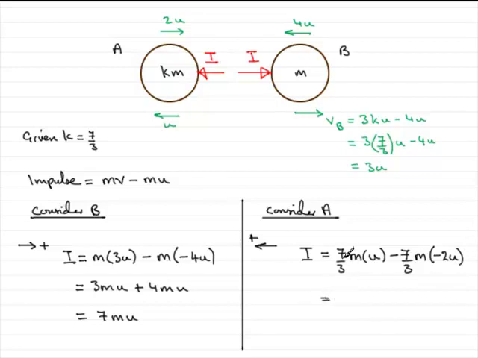So what have we got? We've got 7/3 mu. And here we've got plus 14/3 mu. So when we add them together, we've got 21/3 mu, and 21/3 is the same as 7mu. Our answers agree. Okay? So whatever way you do it, the magnitude of the impulse is going to be 7mu. Well, that brings us now to the end of question 3.